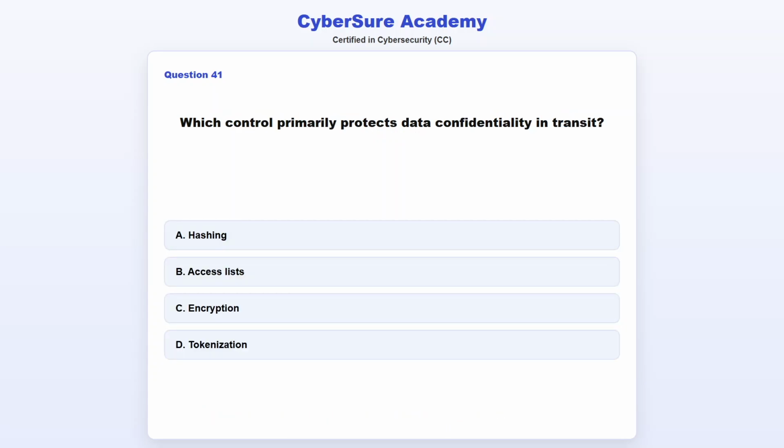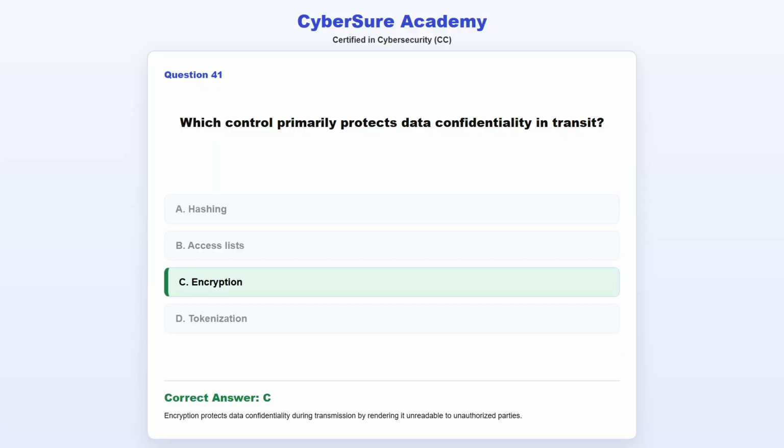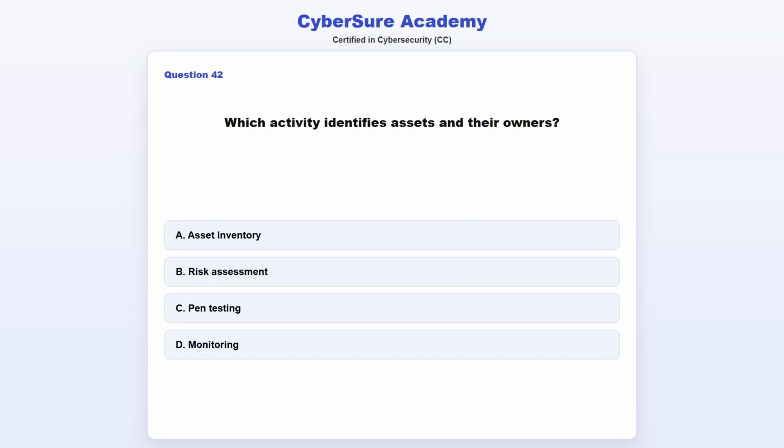Question 41. Which control primarily protects data confidentiality in transit? A, hashing. B, access list. C, encryption. D, tokenization. The correct answer is C, encryption. Encryption protects data confidentiality during transmission by rendering it unreadable to unauthorized parties.